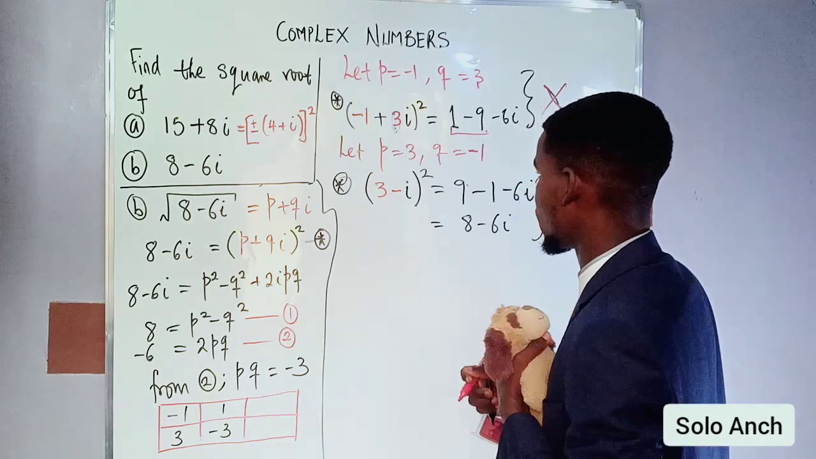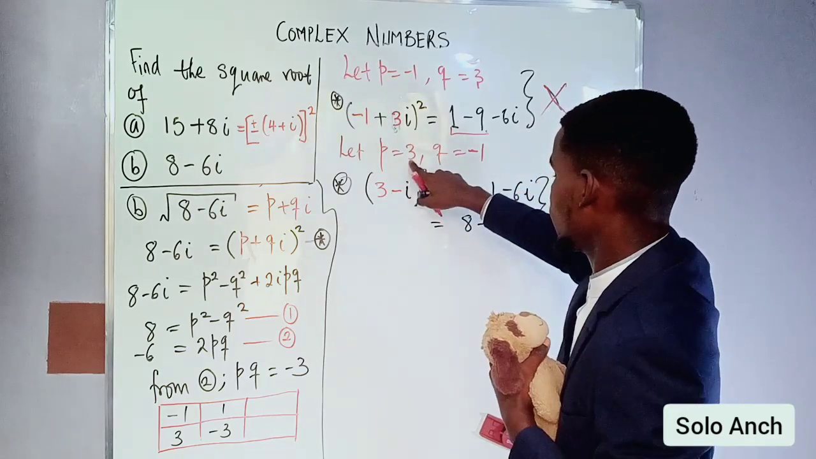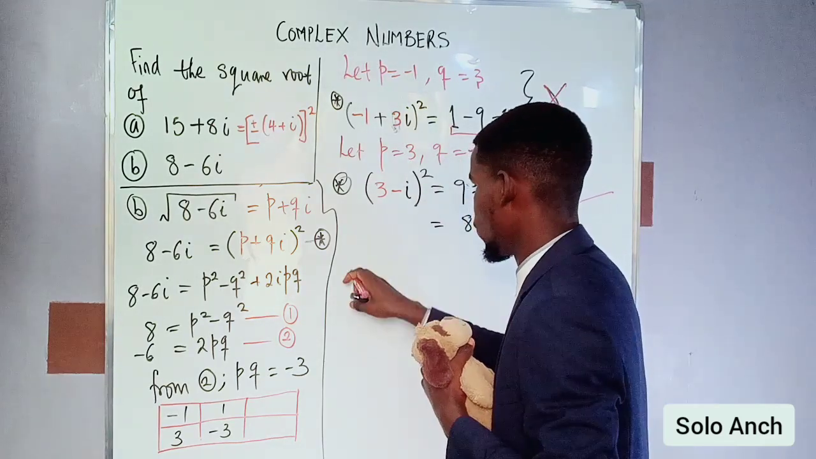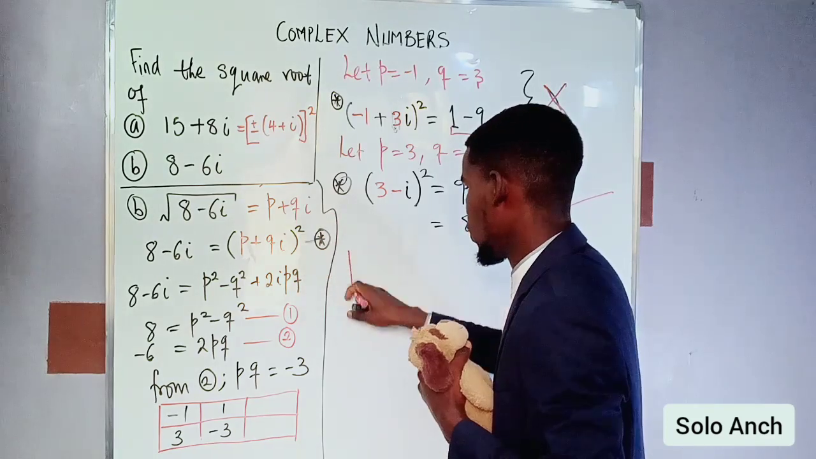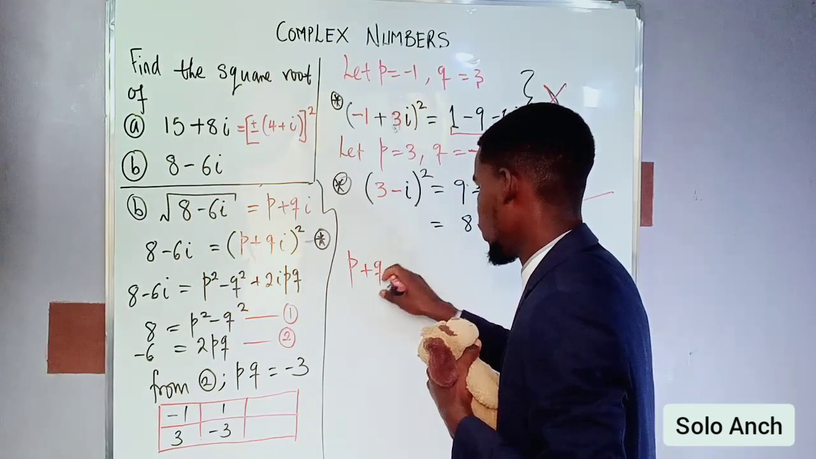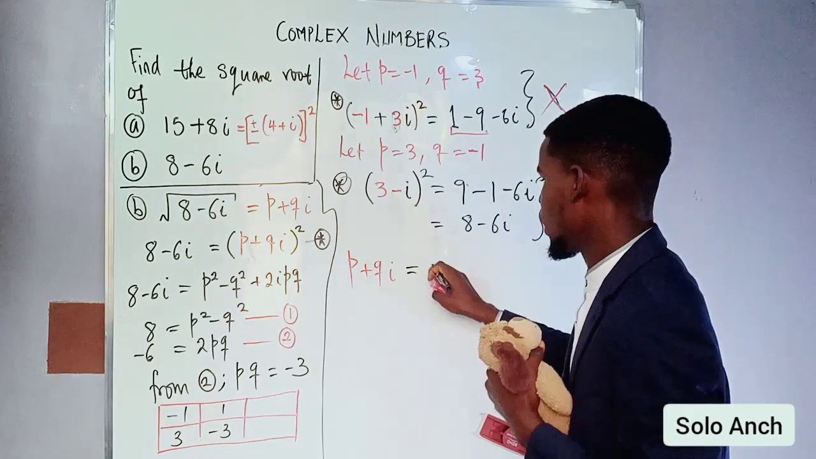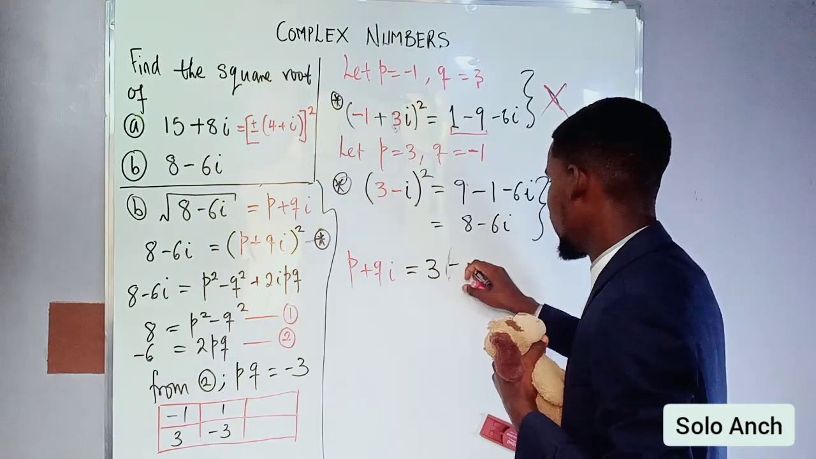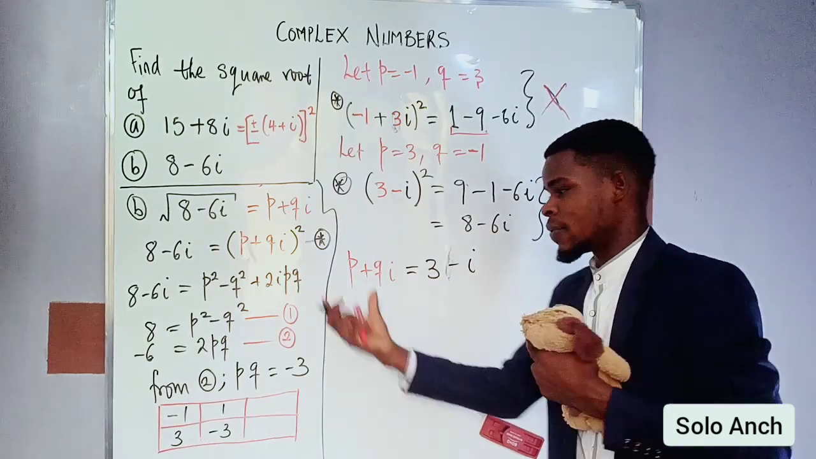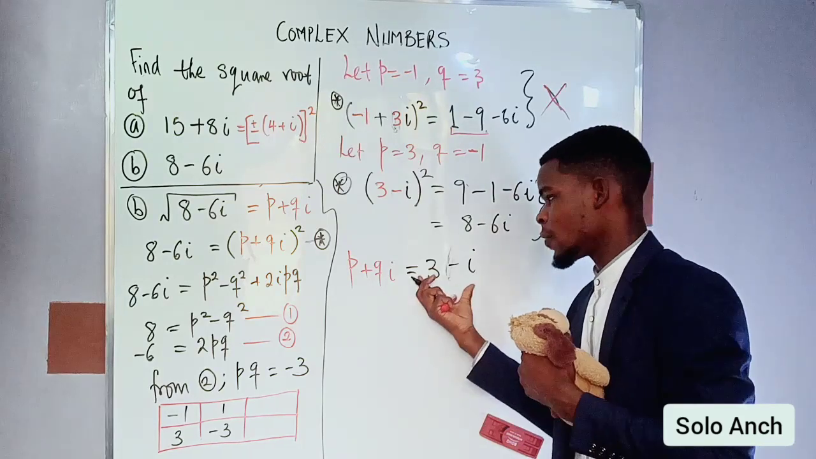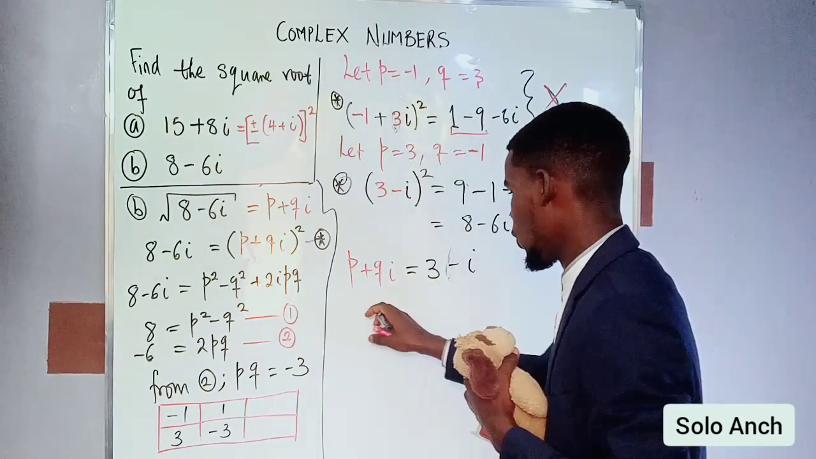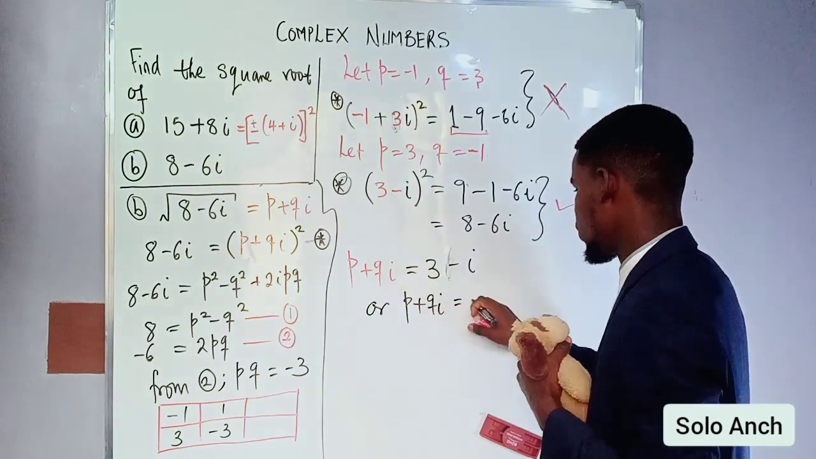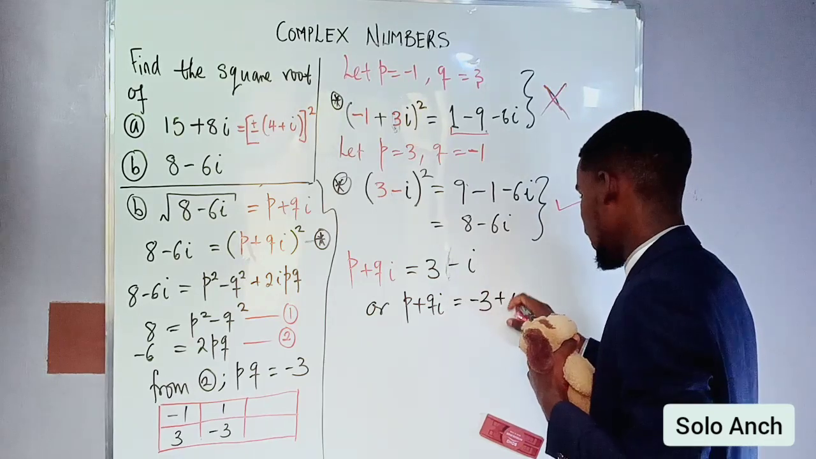We can have one more solution, and that is when we negate the solution here. Let me show you what I mean. Given that p is 3 and q is negative 1, this complex number will become 3 minus i. This will satisfy that. But if we take the negative of this, it will also satisfy that. We can also say p plus qi can be the negative of this, which is negative 3 plus i.